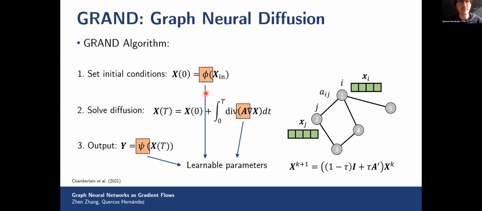And those are the learnable parameters. So you learn the encoding, the decoding, and also the diffusion matrix. That's the key point of all of this.